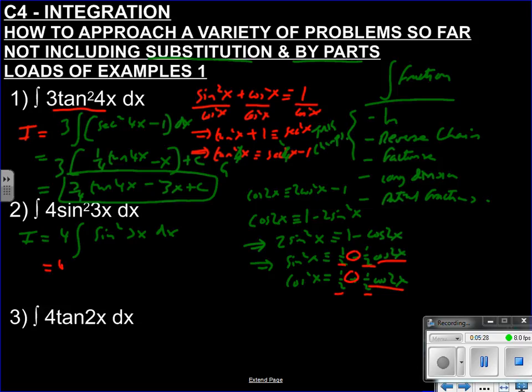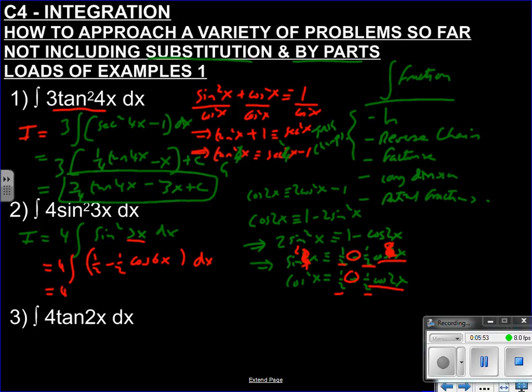So we know this is 4 sine squared 3x. If this was 2x in here, then the angle would be times by 2. If the angle was 3x here, the angle would be, again, doubled, so 6. If this was 4, this would be 8. So here we've got sine squared 3x, so this is half, subtract half cos 6x dx.